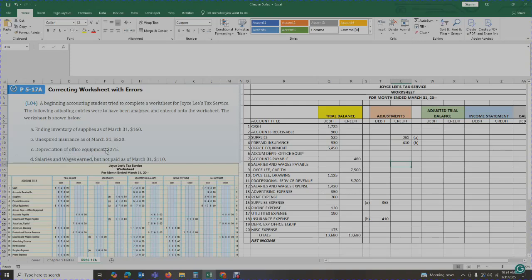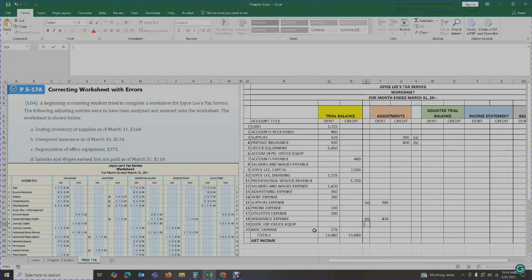Depreciation of office equipment, $275. So they're telling you the depreciation amount. You don't have to calculate it. So when we have depreciation, that means that we have used up the equipment and it has lost some value because of its use. We will always debit depreciation expense for the amount of the depreciation.